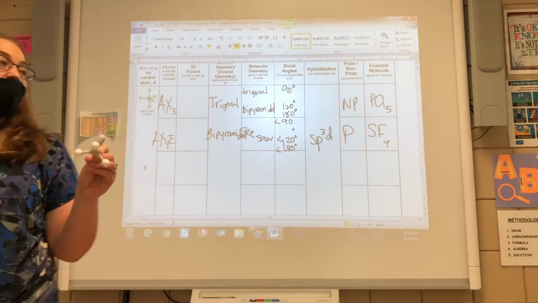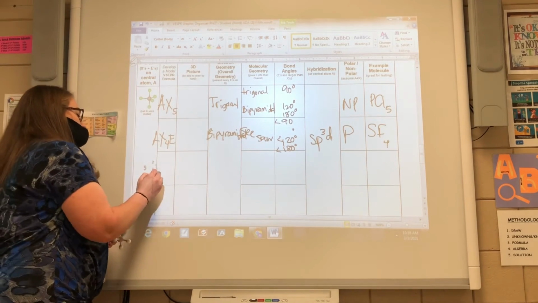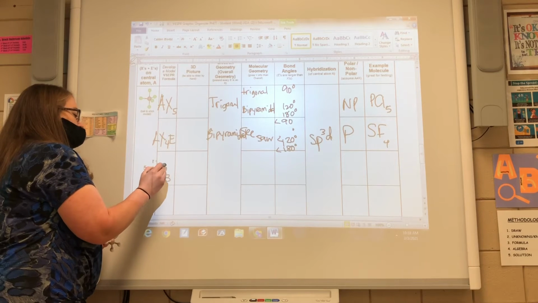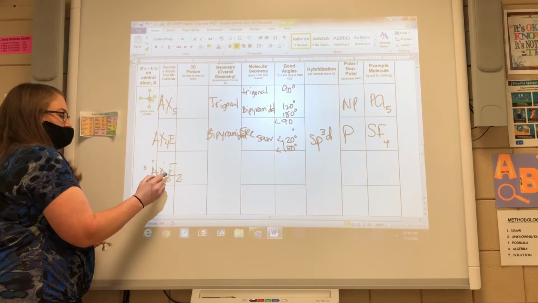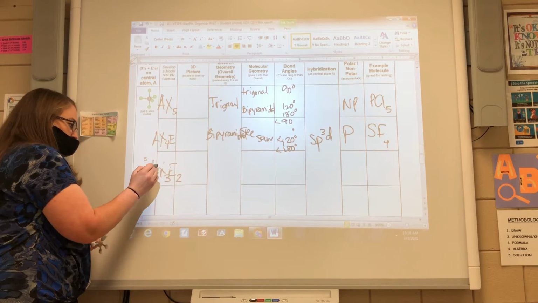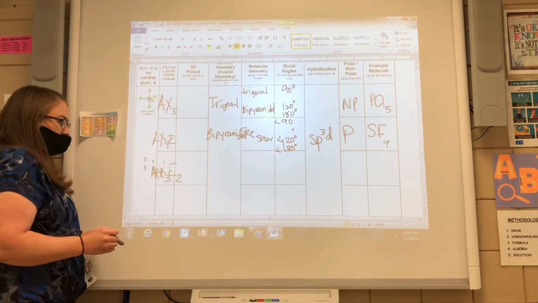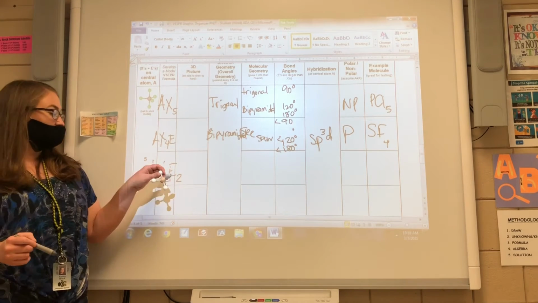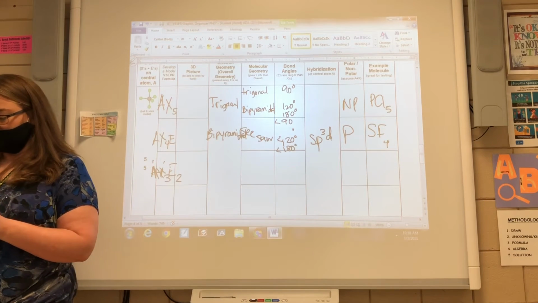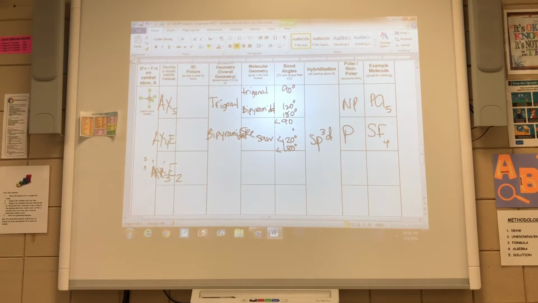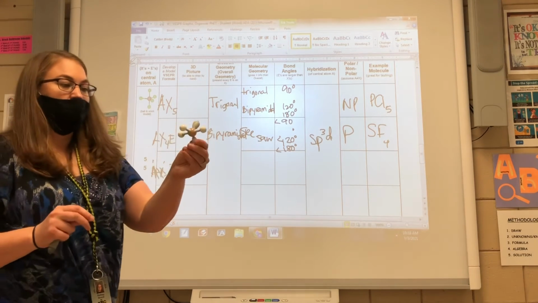All right, so let's go next to AX3. So how many E's would we have? 2. That should be AX3E2. I have no idea why my board is not writing in those gaps. That should be AX3E2. All right, so let's get another set of electrons here. So here's what we have.